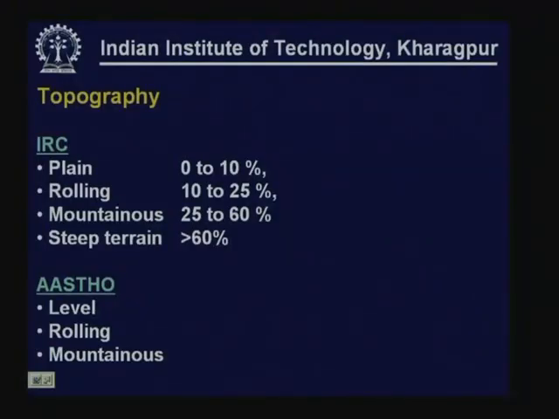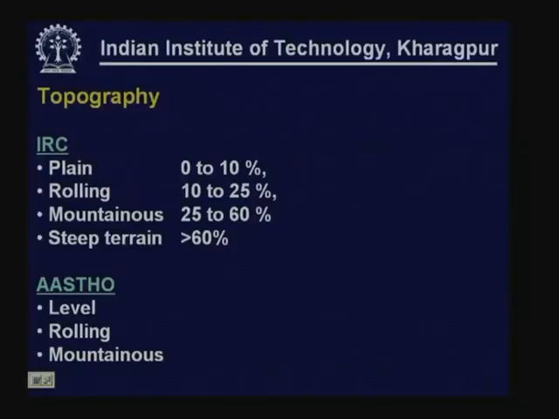Now, the terrain is classified in many ways. For most of our road design in India, we follow the recommendations of Indian Roads Congress. We call them IRC. In a number of places, we may refer to IRC specifications, standards and their recommendations. So, terrain is classified based on the cross slope of the country. Cross slope is the slope approximately perpendicular to the road. This is expressed normally in percentage.